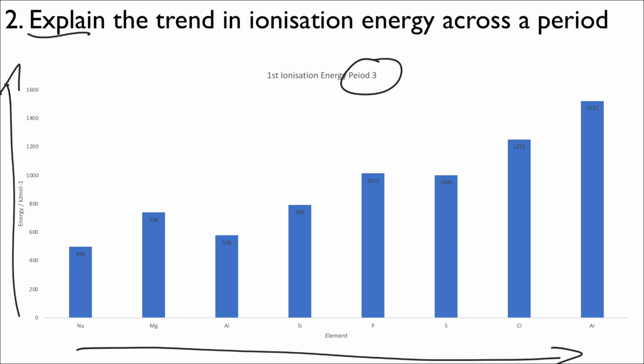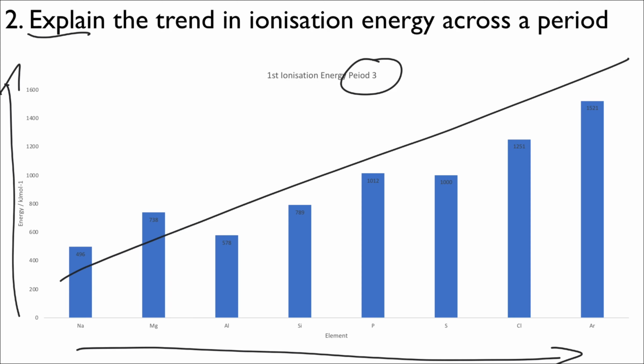So the first thing that we're going to think about is the general trend across all of these ionization energies across period 3, and that general trend is that they increase. So the general trend is they go up, they increase.